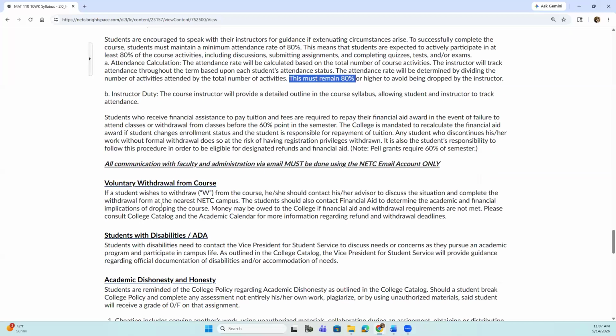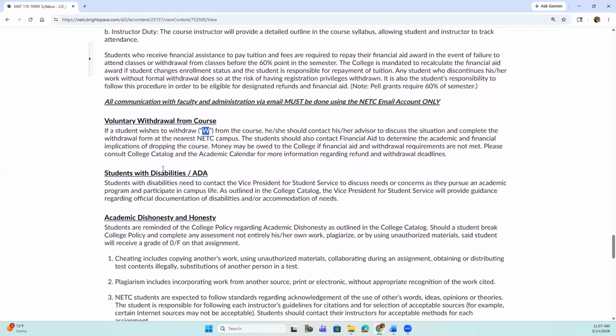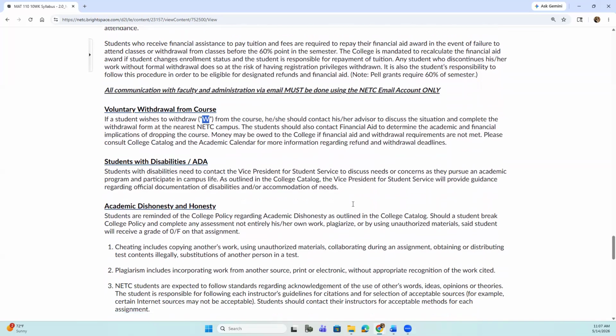All right, if something happened where you need to withdraw from the course, you'll receive a graded W. You can reach out to me if you want to withdraw from the course, or you can reach out to the student service or the enrollment center. Students with disability: if you do have a documented disability and require accommodation, the vice president for student service will provide guidance regarding official documentation of disability and accommodation of needs.